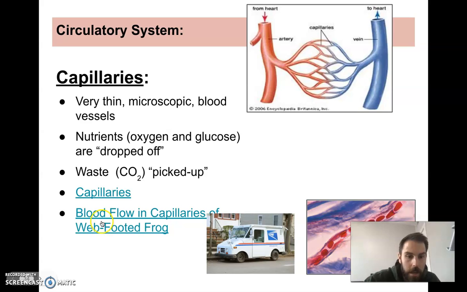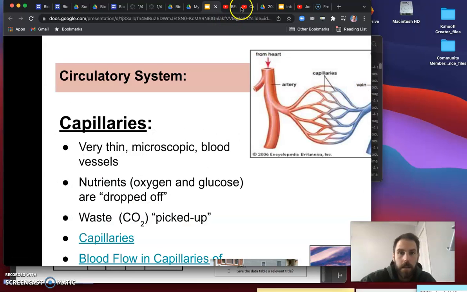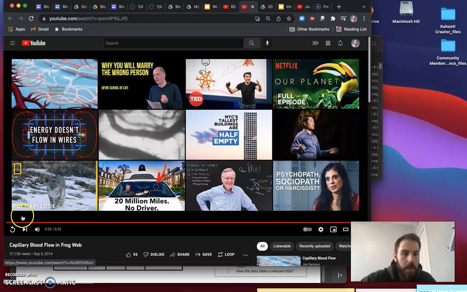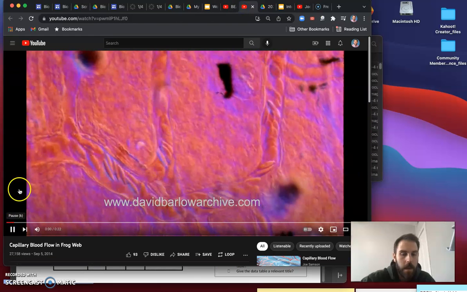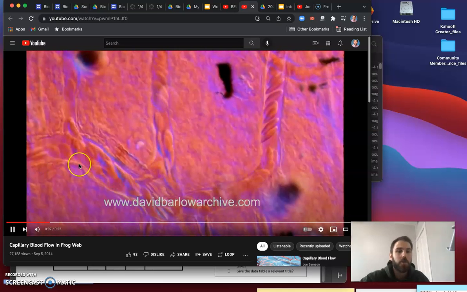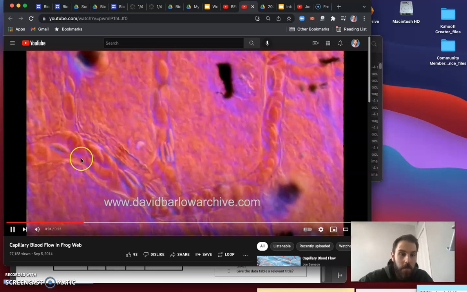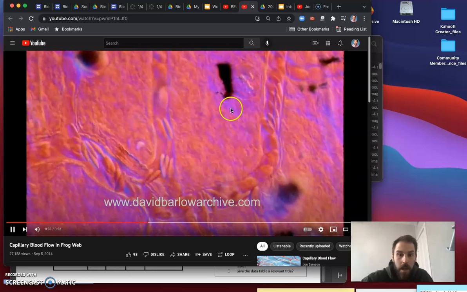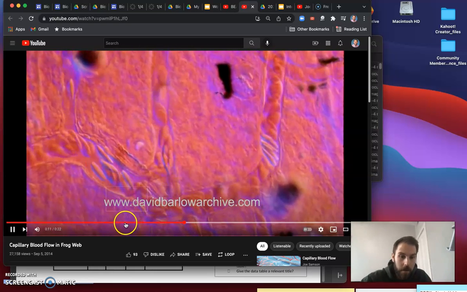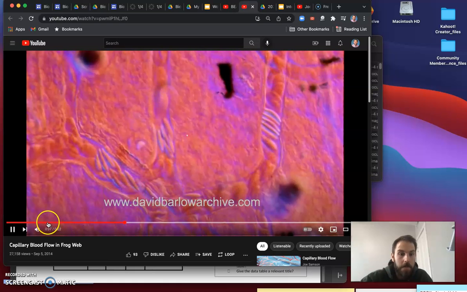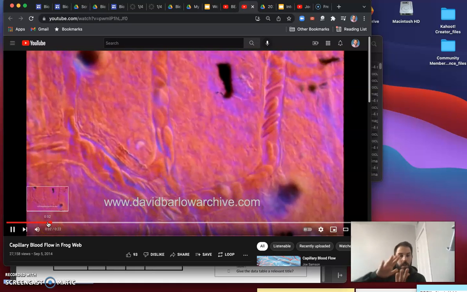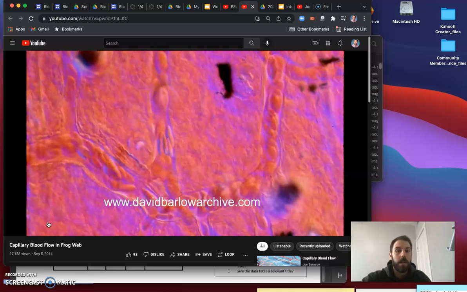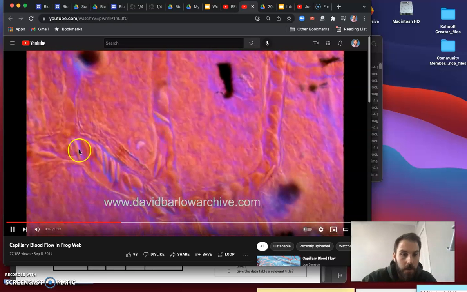And I'm going to actually click on this link right here, blood flow in the capillaries. All right, I'm going to exit because I already got it set up right here. And I'm going to just replay it. But capillaries are so tiny that red blood cells literally go essentially single file through the capillaries. So this is a live microscopic view of a frog webbed leg. That works because it's such a thin tissue that light can shine through it and we can actually see what's going on. So here are the capillaries.